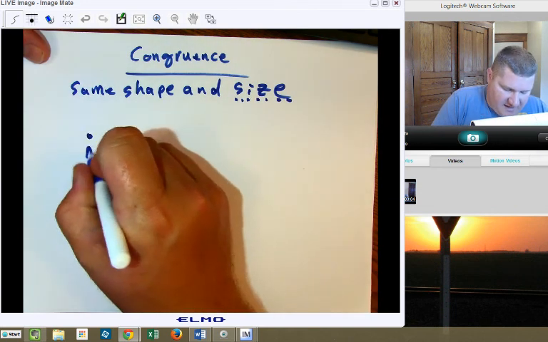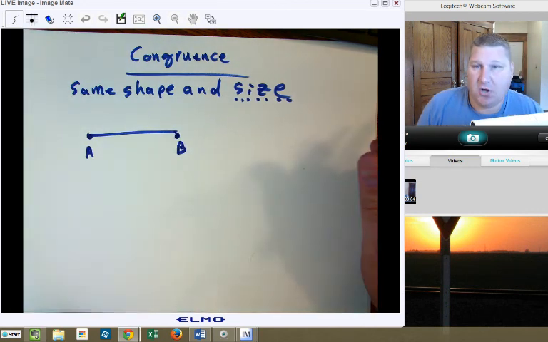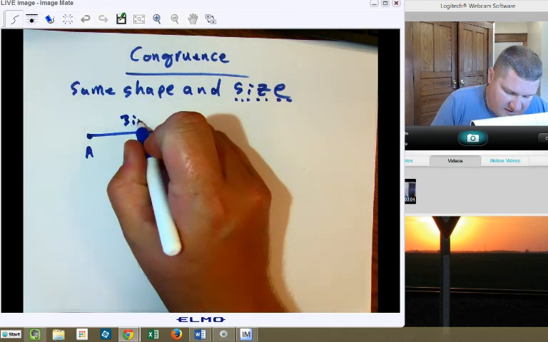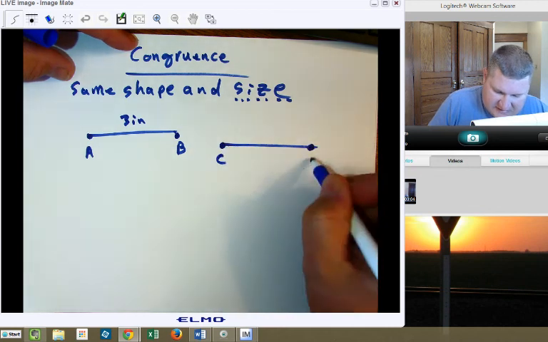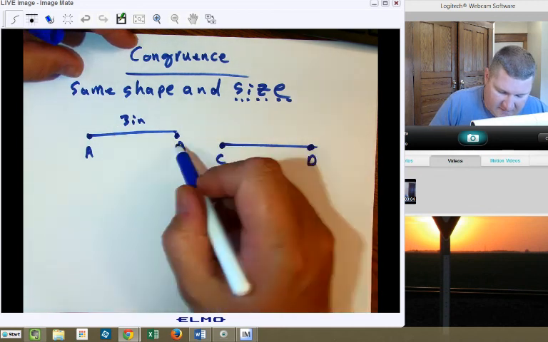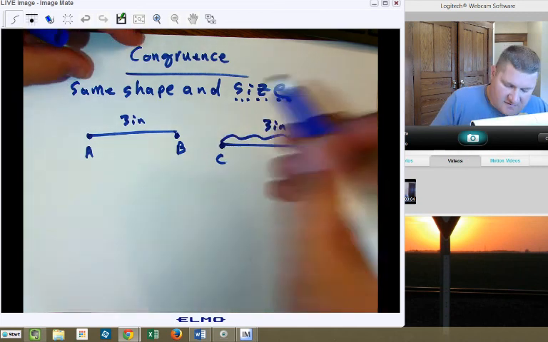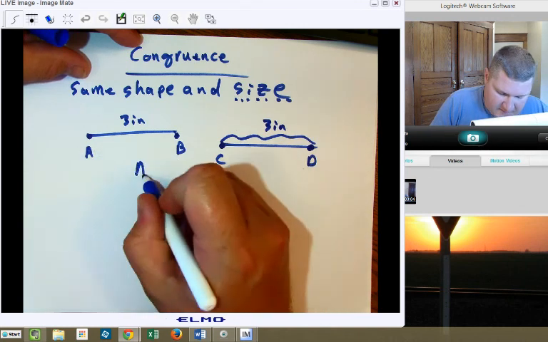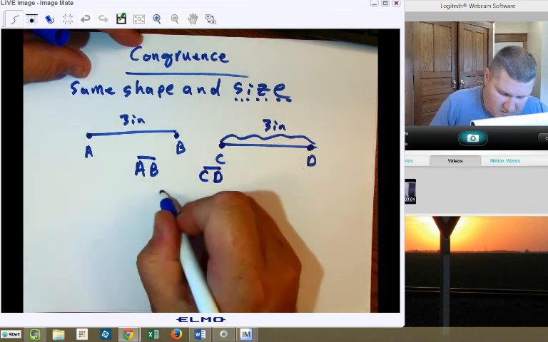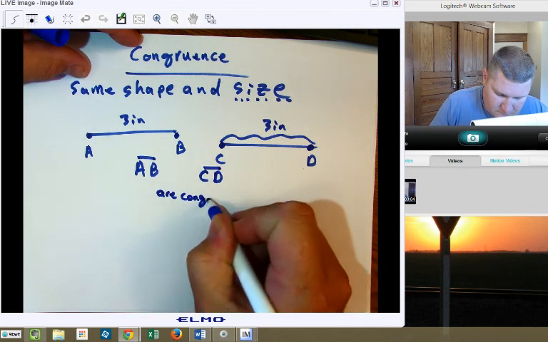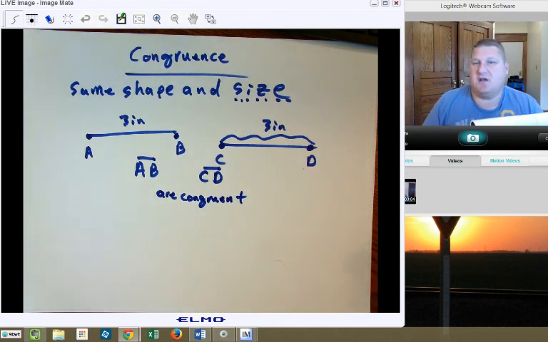If I have A and B, and I have a line between A and B, and for now, let's call this 3 inches. Now, if I have another line over here that is C to D, and I measure it, and it also turns out to be 3 inches, that means AB and CD are congruent.